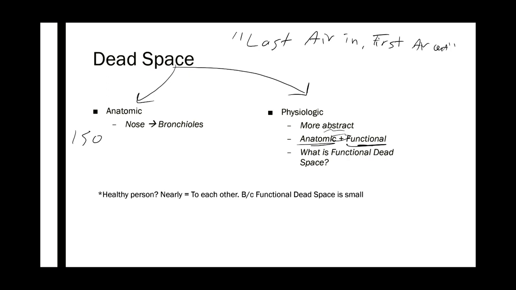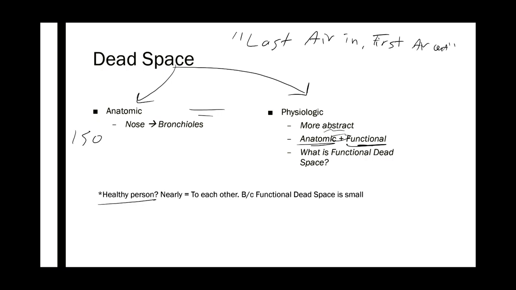the functional dead space. So functional dead space is basically air that makes it down to the respiratory zone, right? But for some reason does not participate in gas exchange. So as you can imagine, normally in a healthy person, these two things would be equal to each other, because the functional dead space will be very small, because most of the air that makes it down to the respiratory zone is going to exchange its oxygen for CO2, right?